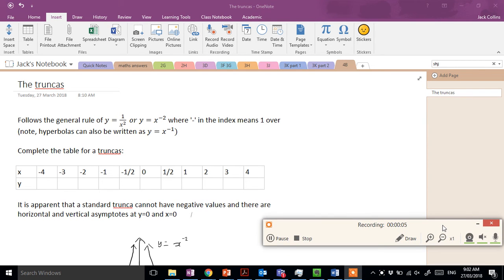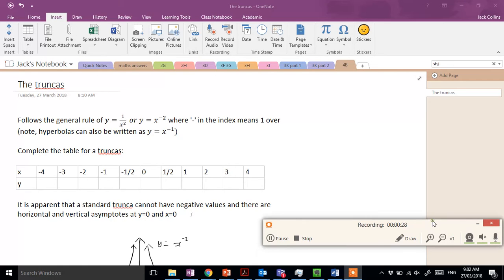Today we're going to have a look at, carrying on from our work from hyperbolas, the truncus. The truncus follows the general rule of y equals 1 over x squared, or y equals x raised to the negative 2, where the negative in the index simply means 1 over. This is actually the same for hyperbolas. Hyperbolas can also be written as y is equal to x to the negative 1.